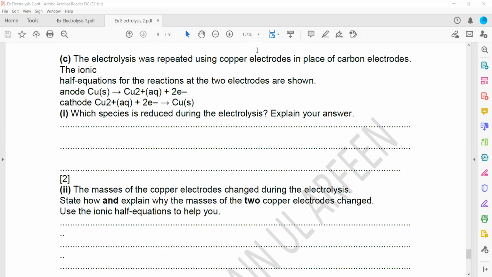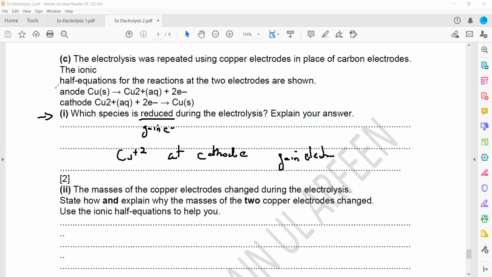Now, electrolysis was repeated using copper electrodes. The equations are given. Which species is reduced during the electrolysis? Reduce means gain electron. As you can see, the copper ions gain electrons and turn into copper atoms. So that is copper ions at the cathode. And why is this reduced? Because they gain electrons. Is it clear?